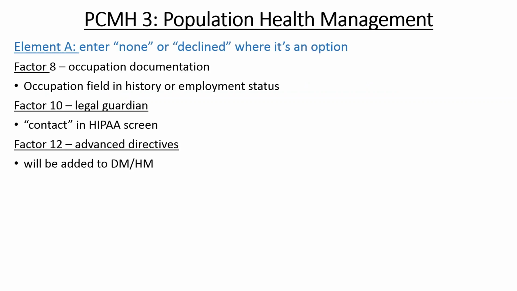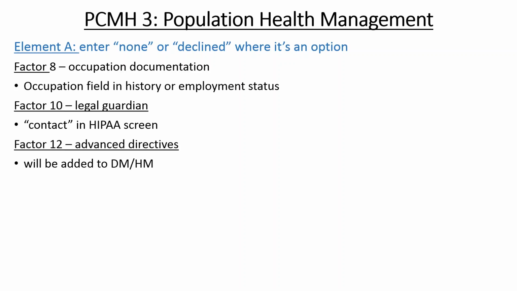To receive 100% for this element, 10 to 14 factors are needed. I'm pretty positive that most offices, if not all, are already doing 8 to 9 of these. So implementing the documentation of a couple more will take us from 75% of the points to the full 100%. Looking at Factor 8, documenting occupation, this could be either in the history or the patient's employment status, where you can choose from options such as not employed, unknown, or retired. So fill this in in either of those areas.